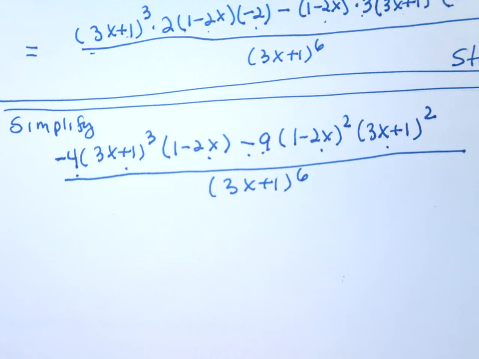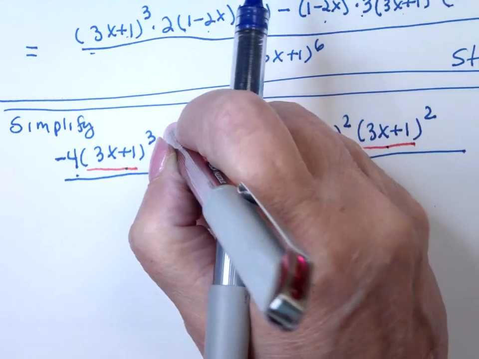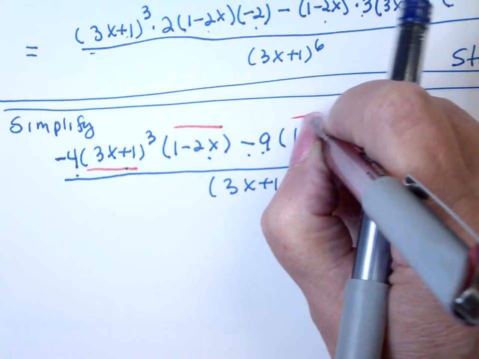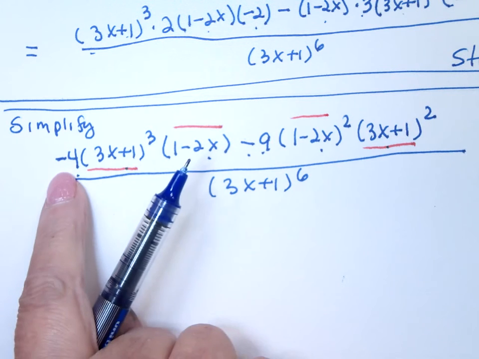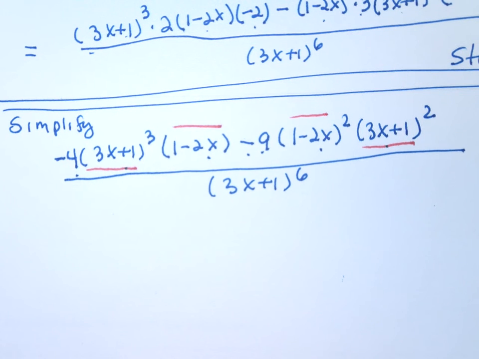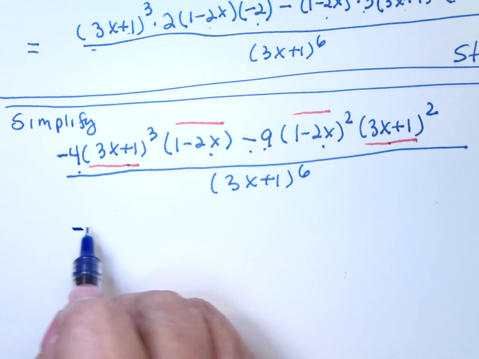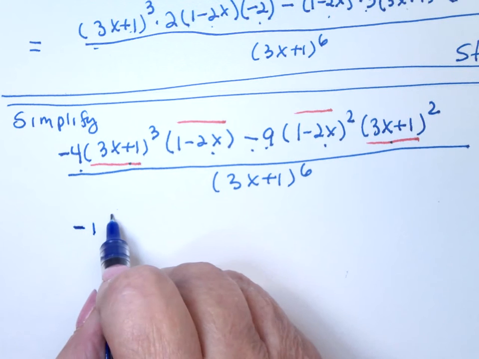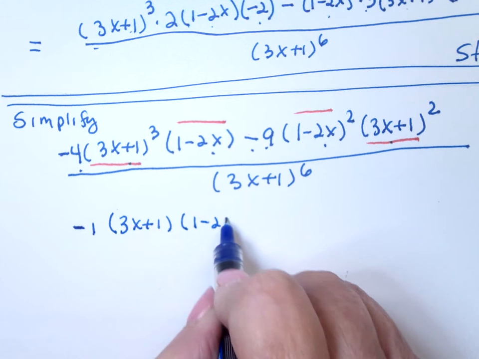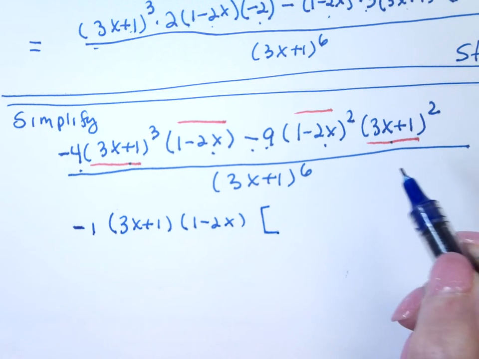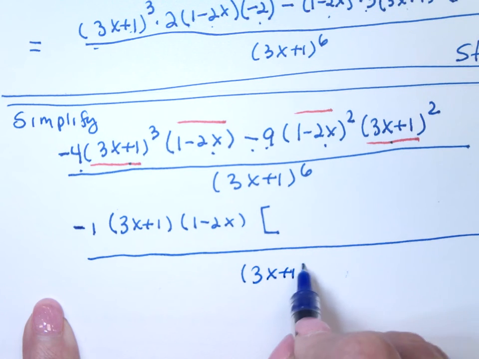So, I notice that I have a blob, 3x plus 1. I have a 1 minus 2x, and the 4 and the 9 don't have a common factor. However, I can factor out a negative 1 if I wanted to. That can be helpful whenever you're trying to simplify. So I'm going to factor out a negative 1. A blob, 3x plus 1. And a 1 minus 2x. Now let's look at the powers. This is all over 3x plus 1 to the 6th.